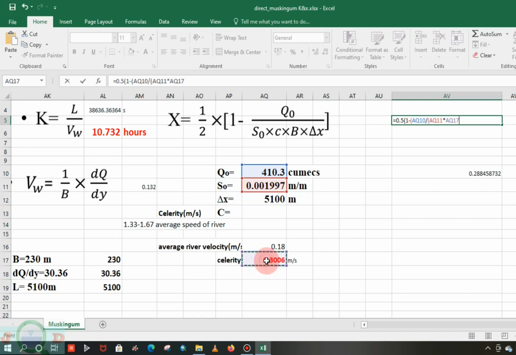0.3006, and B is the top width of the channel. So it is here B 230, and the delta x, which is nothing but the length of the reach. So it is here 5100. So it is found out.